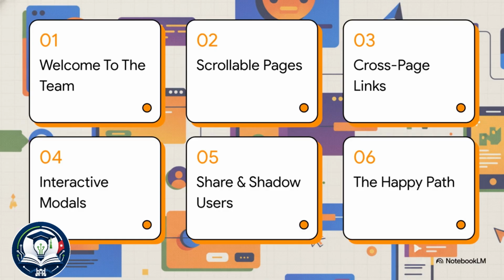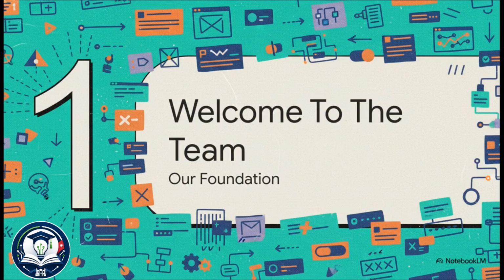Here is a quick look at our training schedule for today. First, we'll do a quick welcome to the team to set the stage. Then we'll hit building scrollable pages, cross-page navigation steps, creating interactive modals, sharing and shadowing users, and finally, we'll wrap up with something we call the happy path rule. All right, starting with Section 1, welcome to the team and establishing our foundation.